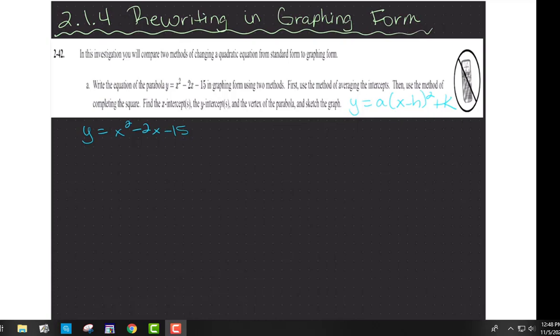So we just need to figure out where it crosses the x-axis. And we know when we cross the x-axis, our y value is always 0. So we need to find 0 equals x squared minus 2x minus 15. So we got a quadratic. Granted, we could use the quadratic formula to solve this for x, but I'm just going to go ahead and factor this one.